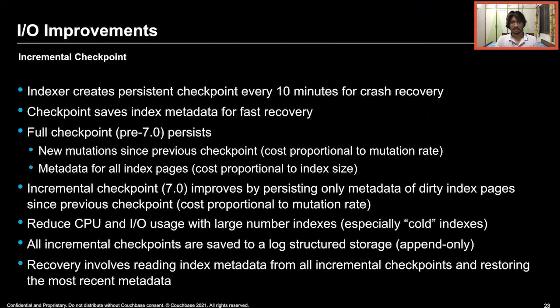The indexer creates a disk snapshot or persistent checkpoint every 10 minutes to facilitate crash recovery. A checkpoint saves index metadata for fast recovery. Prior to 7.0, full checkpoints were persisted. This includes new mutations since the previous checkpoint and metadata for all index pages.